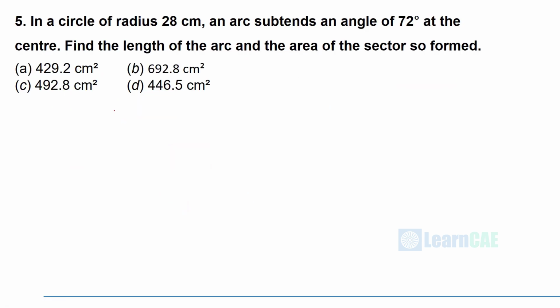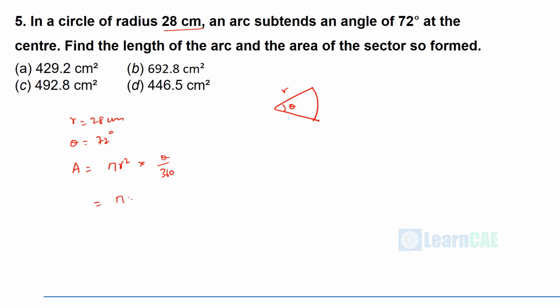Okay. Next question. In a circle of radius 28 cm, an arc subtends at an angle of 72 degrees at the center. Find the length of the arc and the area of the sector so formed. So this is quite simple. We have to find out the area of the sector and length of the arc. Okay, so R is given by 28 centimeter and the angle theta is equal to 72 degrees. So here only area is given here. Directly we will take the formula for area. Area is equal to pi r square into theta by 360, for the sector, the piece which we are taking.